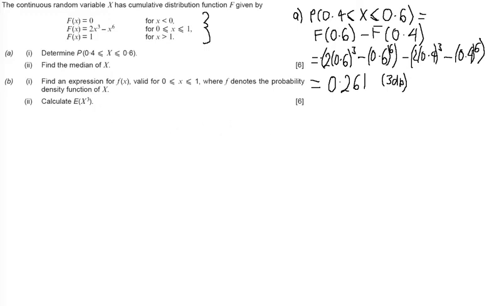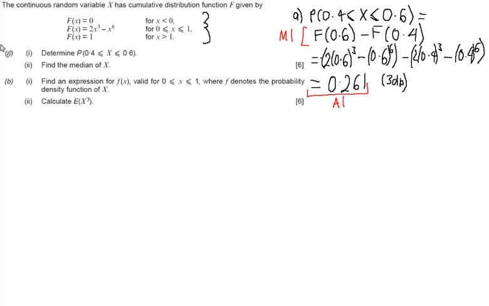Okay, so how are marks given in this question? Well, first of all, you're given a method mark simply for the statement indicating that you know that to find this probability you can do cumulative F of 0.6 minus F of 0.4, and then you're given an accuracy mark after that just for working straight through and getting this answer of 0.261 or an equivalent when rounded.